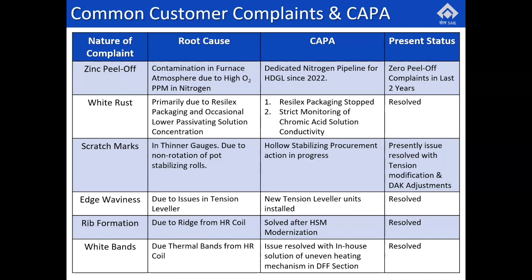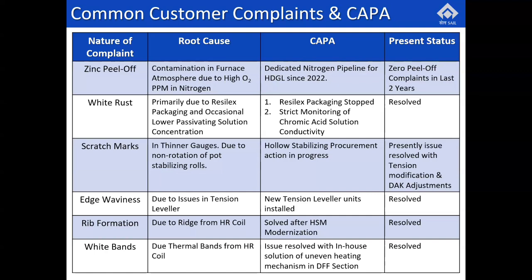Another problem which the customer often mistakes as white rust is white bands. Please understand that white rust may look like white bands, but when you scratch the surface, if there is a powdery mass coming out, it is white rust. If it is a band, it will aesthetically look poor, but when you scratch the surface, the coating would not peel off, or there won't be any powdery mass coming off. These are due to thermal bands from the HR coil.